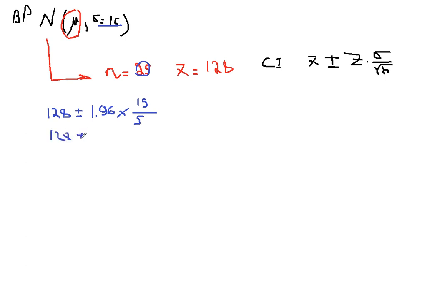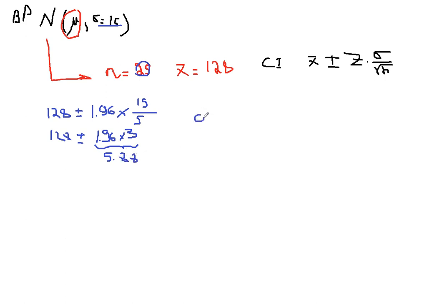Okay, so that means 128 minus 1.96 times 15 divided by 5, which is 3. So this piece right here is going to be about 6. It's a little bit less than 6, I'm not talking exactly. 1.96 multiplied by 3, you get 5.88.